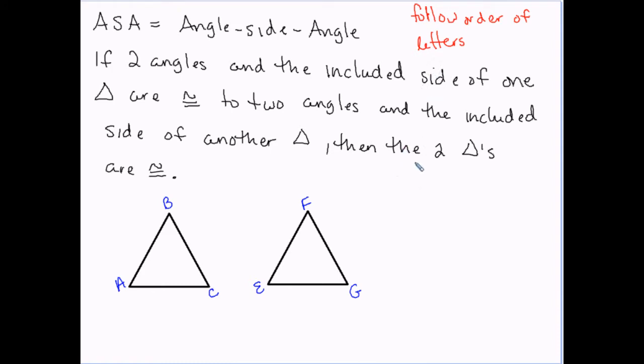Okay, so what we have with this one is two angles and then the side in between those two angles. Before we had two sides and the angle in between the sides. So this is the opposite. So say, for example, angle A will be congruent to angle E. And if angle B is congruent to angle F, there's my two angles. I need the side in between them. I need AB to be congruent to EF.